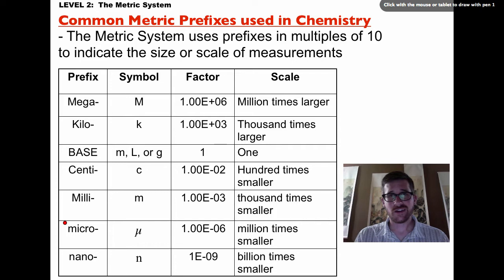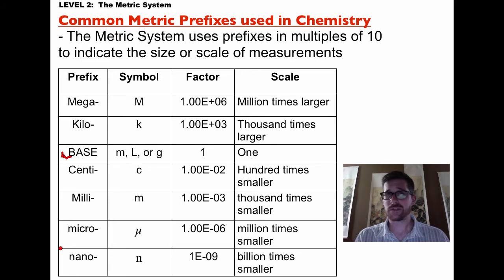We have factor and we have scale. Pay attention real quick to the part here that says base. This is kind of our starting point when we're talking about a measurement. Maybe it's distance or length, and we're going to use meters. Maybe it's volume, and we're going to use liters, or mass, for grams. And there are two prefixes, or two metric units, that are above the base, so larger than the base, and then there are four smaller ones.